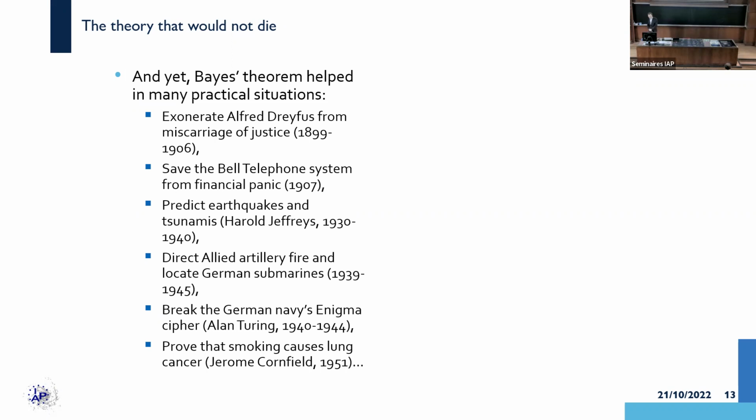Save the Bell telephone system from financial panic. Predict earthquakes and tsunamis. That's by Harold Jeffreys, whose name is also associated to Bayesian statistics. If you know about Jeffreys priors, for instance, he was also actually a geophysicist. Helped in the Second World War, direct Allied artillery fire, locate German submarines, the U-boats. Quite famously, break the German Navy's Enigma cipher. Alan Turing is very much associated to this story. Prove that smoking causes lung cancer, etc., etc.